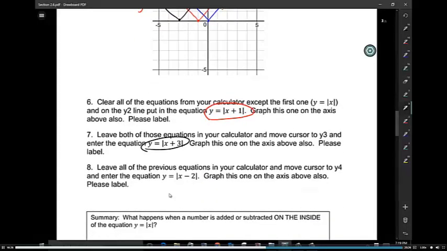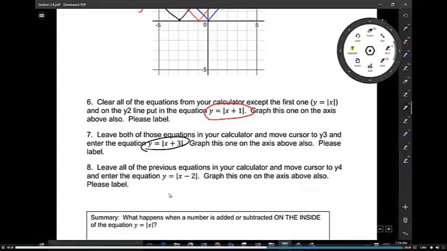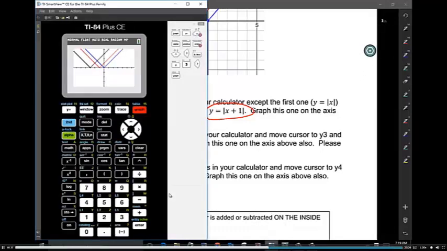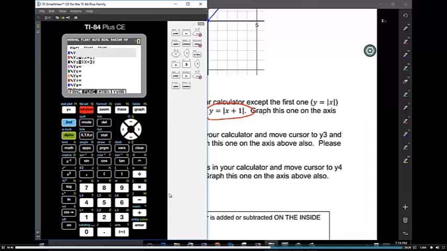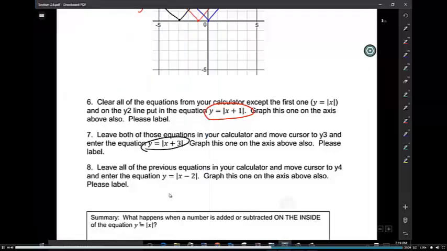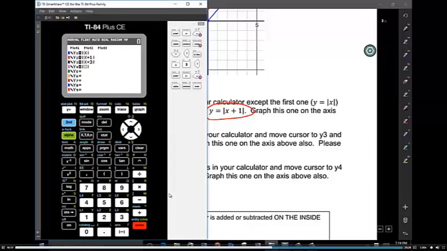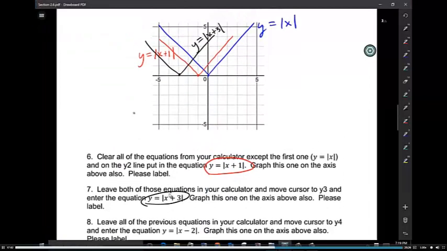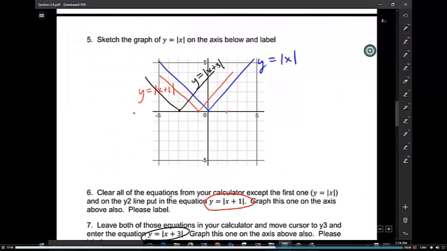Okay, what's my next one say? It looks like we have absolute value of x minus 2, right? So let's go absolute value of x minus 2 on my calculator. And what would you suspect? If the plus moved it to the left, don't you think the minus is going to probably move it to the right? So let's put in absolute value, and then in our parentheses we're going to put x minus 2, and press graph, and look at that, just as we had suspected, right? So it's to the right 2.